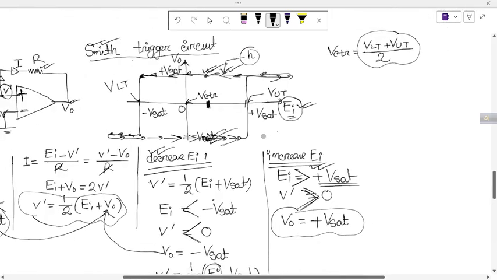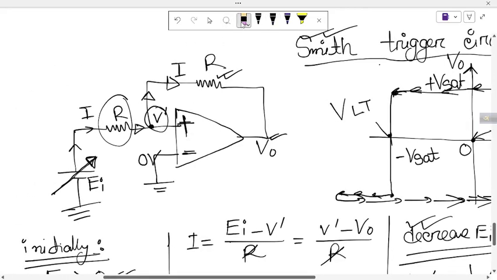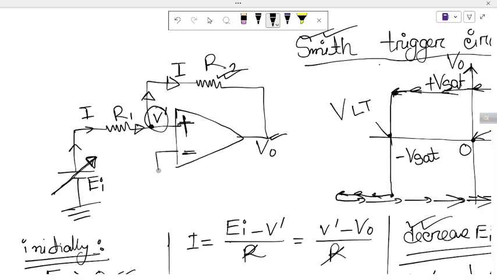In the next video we will see what happens if I change the resistor values R1 and R2, and also if I connect a battery here, and let's say this voltage is equal to a reference voltage. What will happen now? We will see this in the next video.